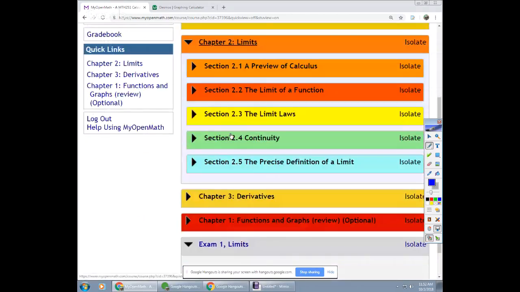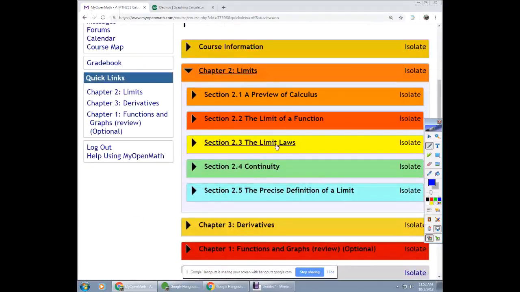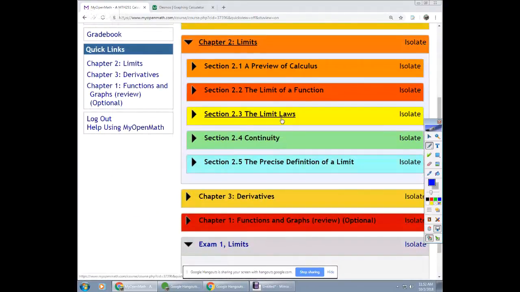But 2.3 is not chapter 3. So in chapter 2, we started section 2.3 today, laws of limits. Yeah, so that's not chapter 3, it's just chapter 2, section 3. And we'll answer homework questions on this tomorrow and jump into continuity also tomorrow. Okay?